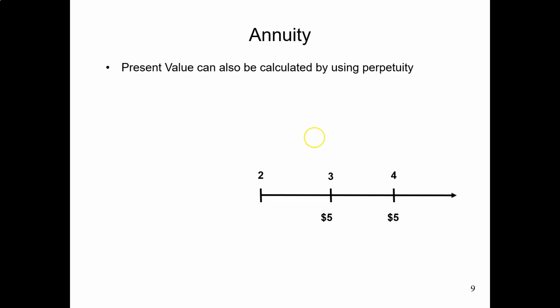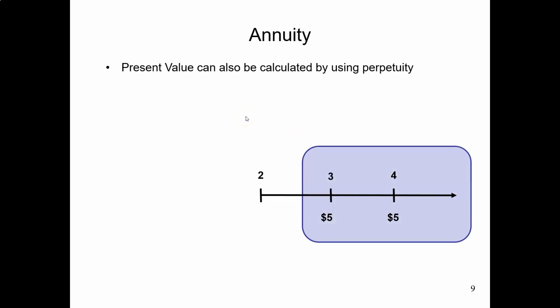Can we find a better way to calculate annuity? Yes, because we have a beautiful relationship between annuity and perpetuity. So here I provide a cash flow starting from year 2. These cash flows will give you $5 in year 3, $5 in year 4, and this payment will continue forever. Starting from year 2, these cash flows are a typical perpetuity.